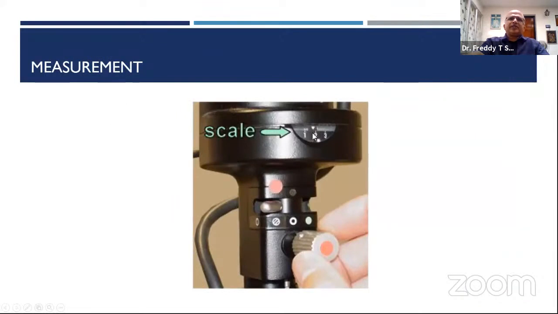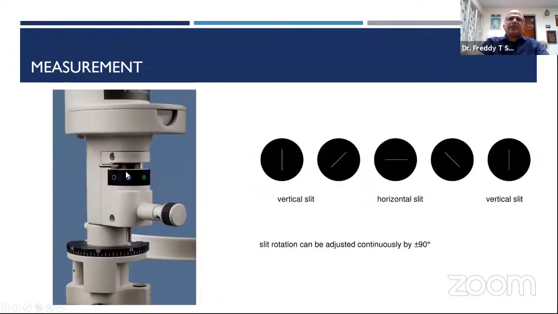You can use the scale to measure any lesions on the cornea, where you can measure vertically, and this is the knob which you use to turn the scale. You can also change the slit to measure horizontally or obliquely.